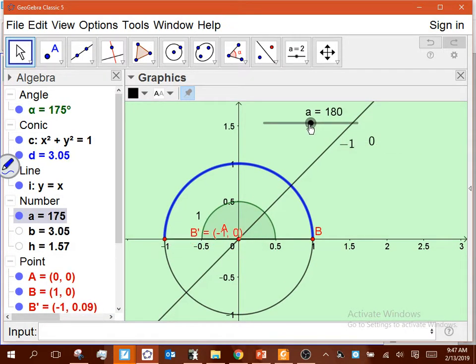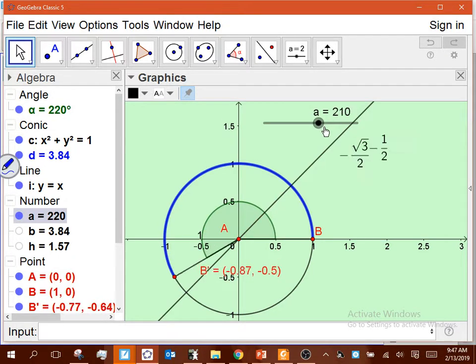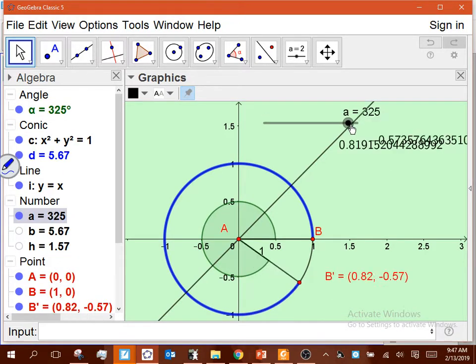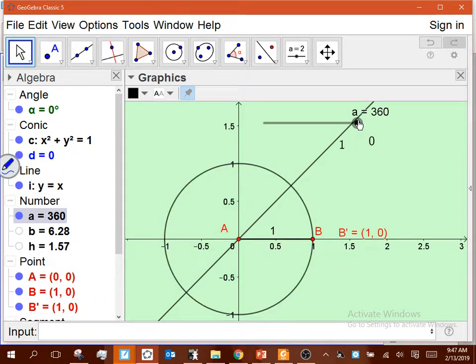Is that a nice, convenient ordered pair there to know for pi? Right there? Negative 1, 0. 3 pi over 2, 0, negative 1. And then 2 pi disappears, but 2 pi is going to be 1, 0 again. Okay.